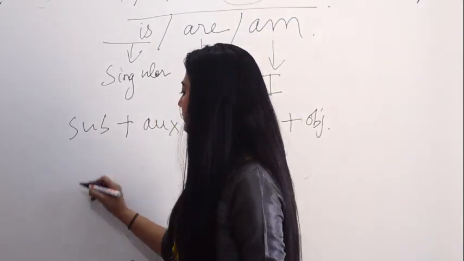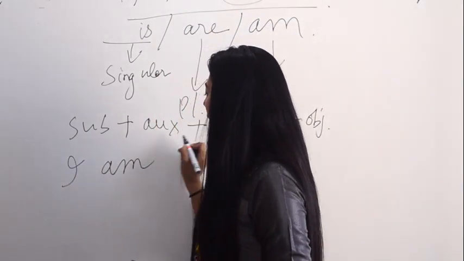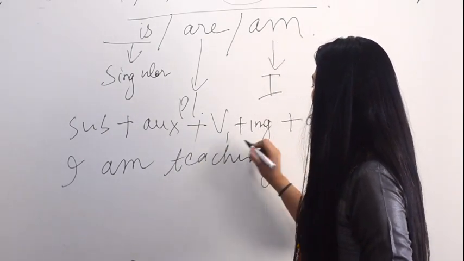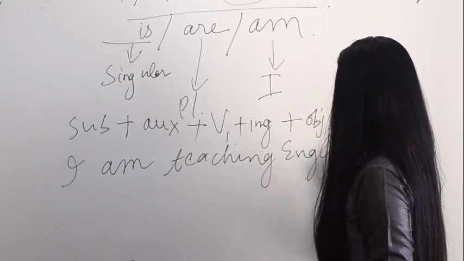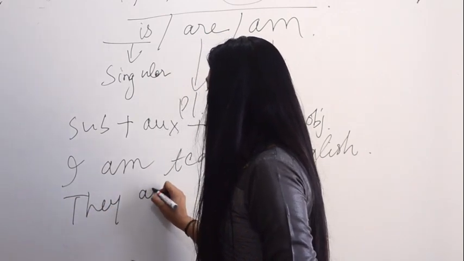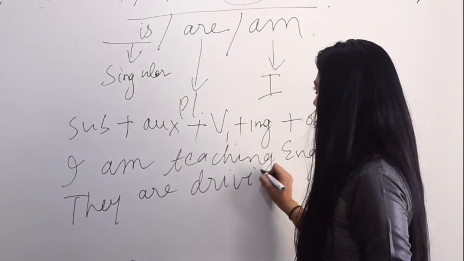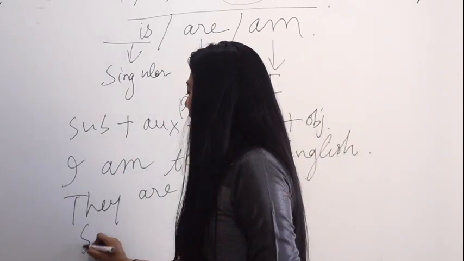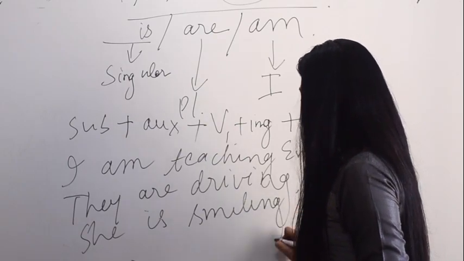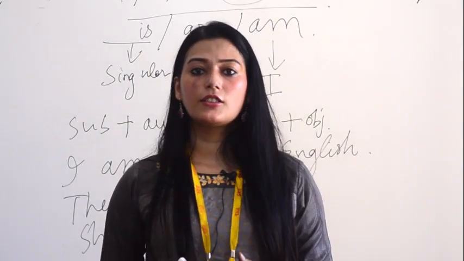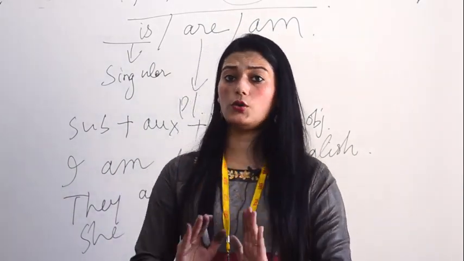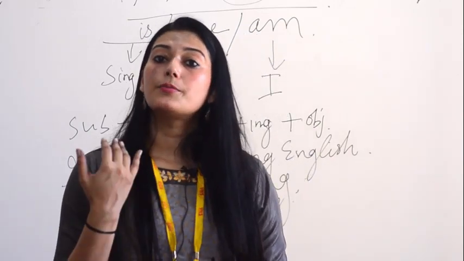Let's see examples. I am teaching English. Okay. They are driving. She is smiling. So whatever you see in your surroundings, whatever activities are under process and ongoing, you will say those things in present continuous tense.